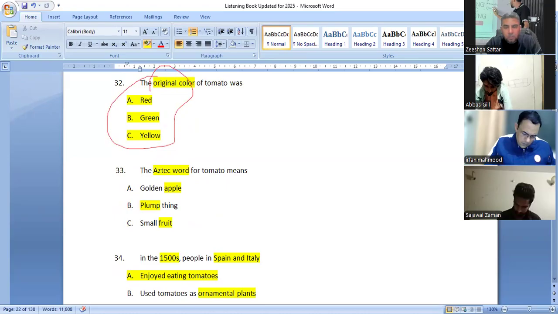From there, it eventually found its way to Mexico, where it was cultivated by the Aztecs. The Aztec tomato wasn't the large red vegetable we know today. Rather, it was small and yellow. So what is the answer? C is the answer. So now, have your eyes on Aztec, apple, fruit, and the plump thing.